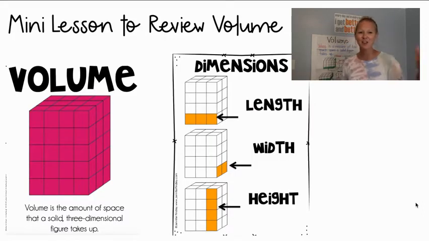All right. Let's go ahead and review. So a short little mini lesson about volume. All right, so you can see the chart behind me, or you can check out this slide right here. Volume is the amount of space of a solid figure. Yep, that's like a 3D shape.